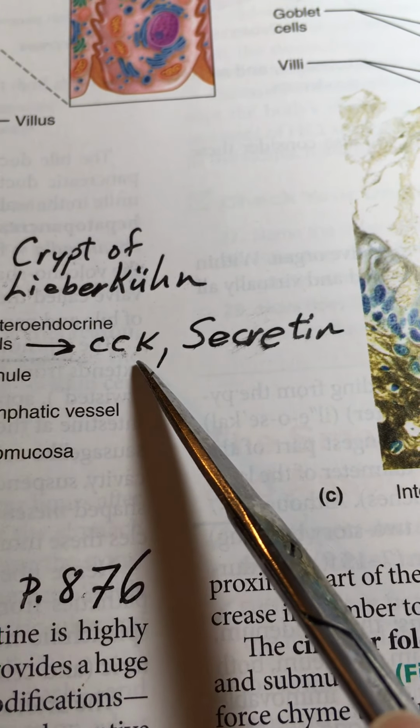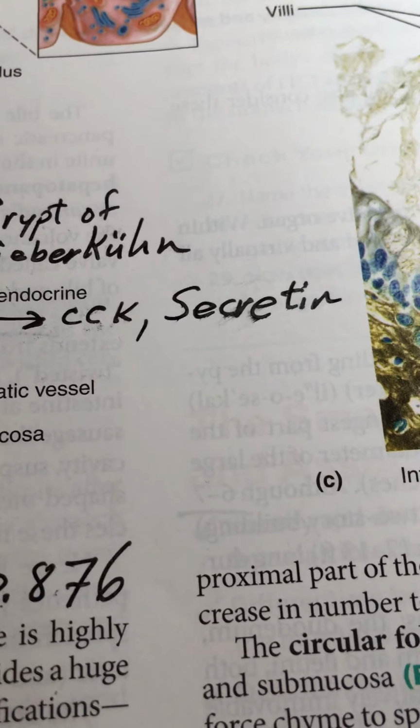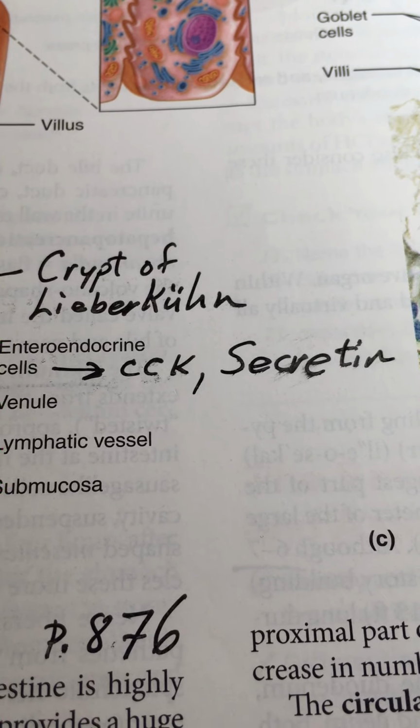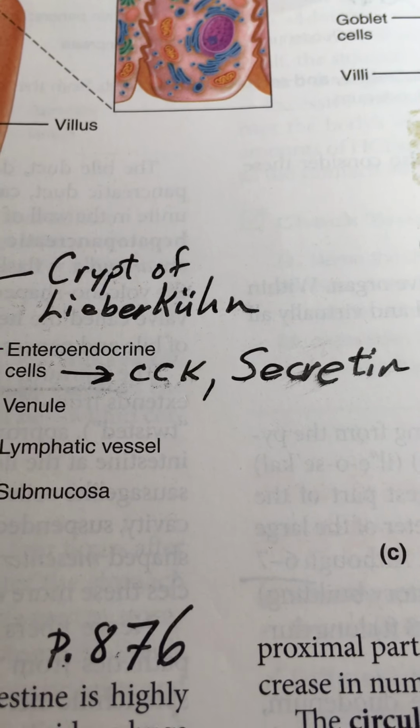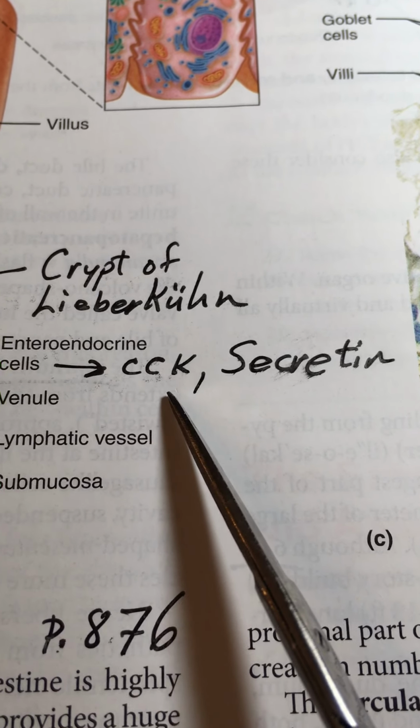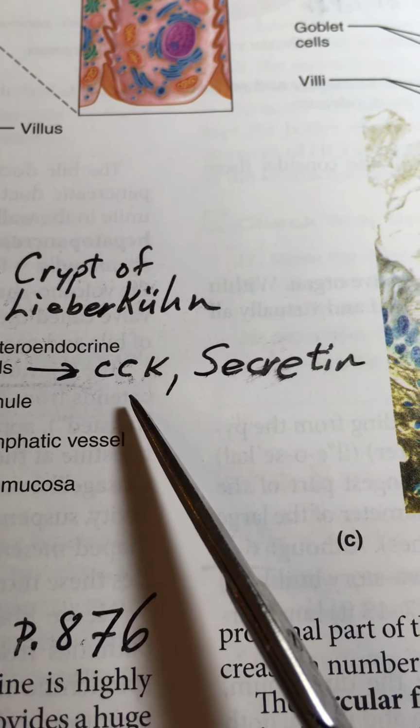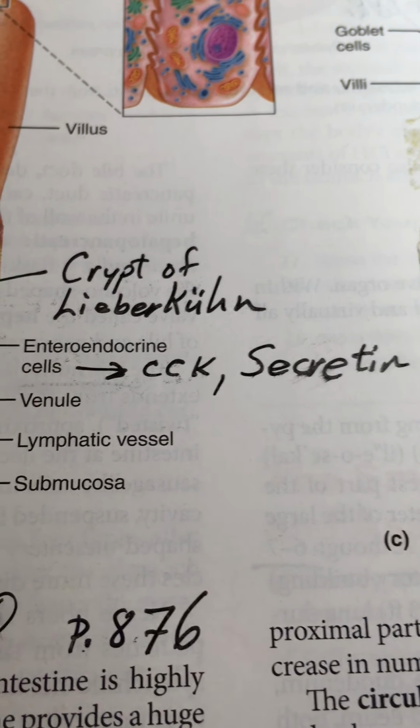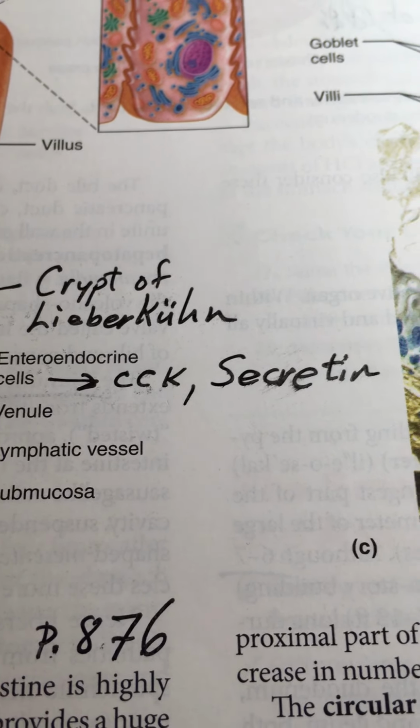CCK is going to open up the sphincter of Oddi, so that's an important detail. We get enzymes from the pancreas through the sphincter of Oddi. We also get bile through that same sphincter. So, when does that sphincter open?